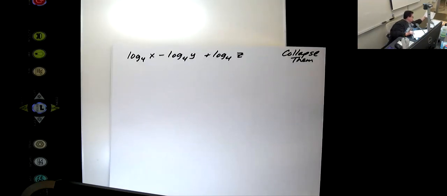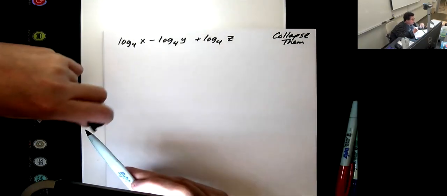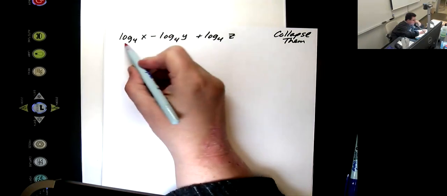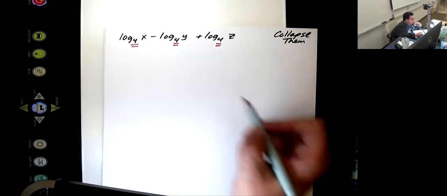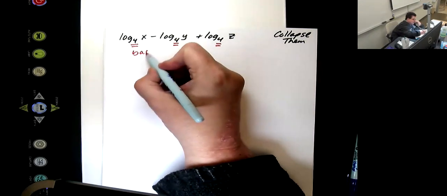All right, how can I put these together? First off, can I put these together? Yes, the way you can put them together is to make sure that the bases match. If the bases don't match, you can't put them together. Bases must match.